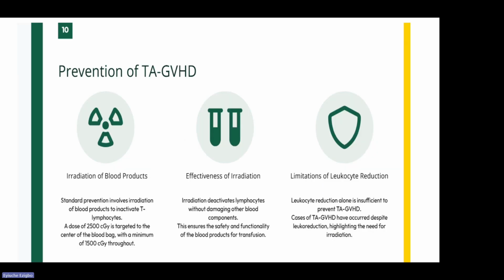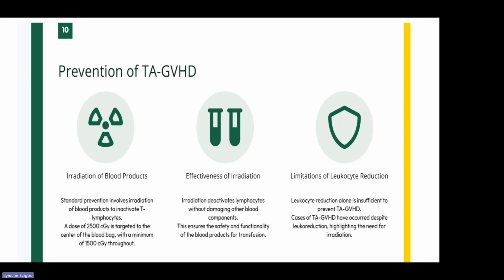Okay. So prevention: how can we prevent transfusion-associated graft versus host disease? You've seen the pathophysiology. So the first line of prevention is to irradiate blood products. Standard prevention involves irradiation of blood products to inactivate the T lymphocytes. A dose of 2,500 cGy is targeted to the center of the blood bag, with a minimum of 1,500 cGy throughout the bag. Those in radiography will explain that better, the dose of the rays and irradiation to be given.